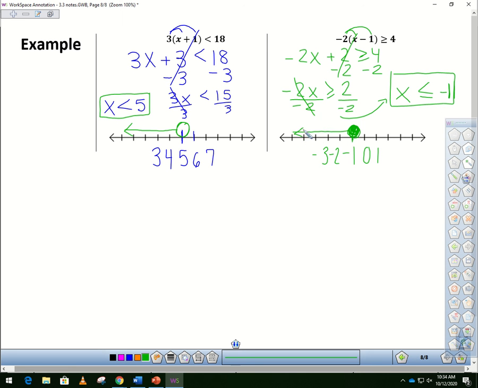Because we changed that inequality sign. You guys remember that? We changed it. There are going to be some where you flip it. So do you guys feel good about when you flip it and when you don't? You understand that? Alright.